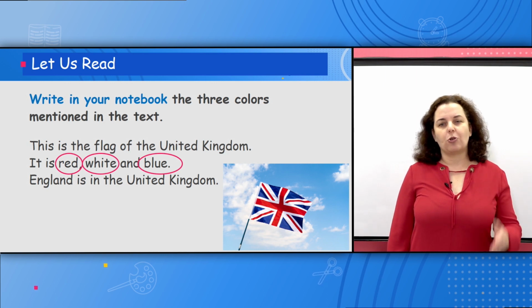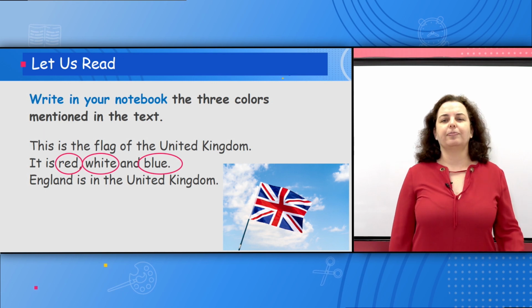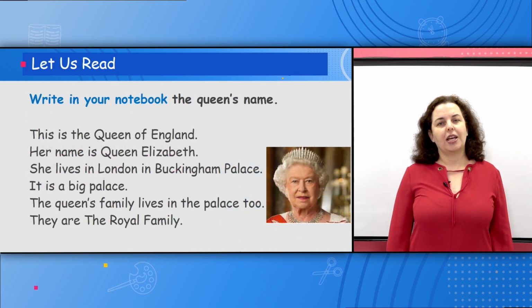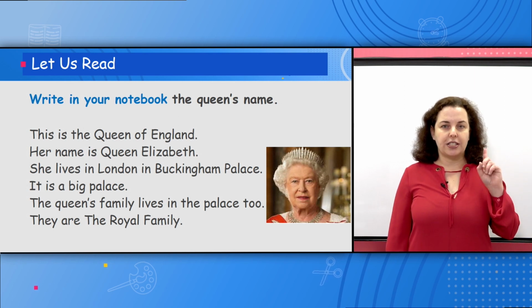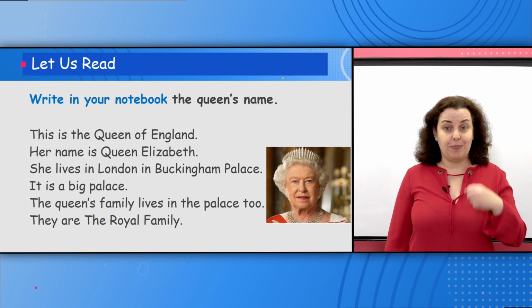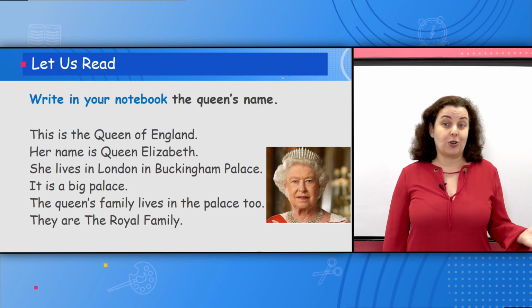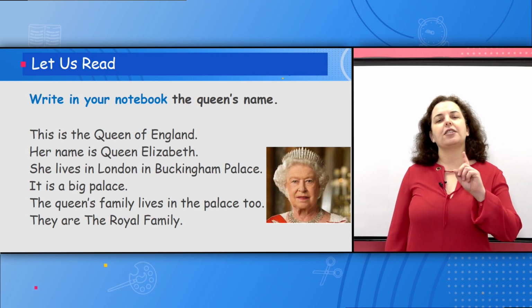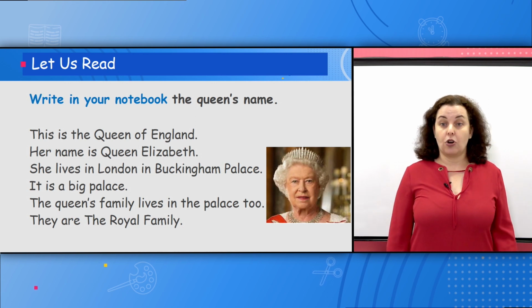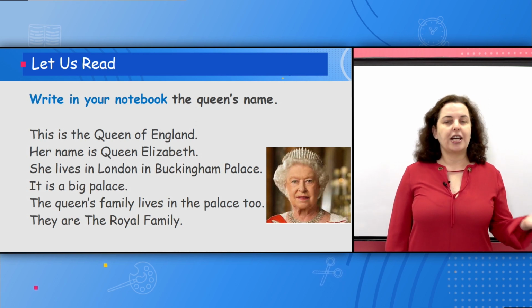You're right. Red, white, and blue. Let's continue. Also in your notebook, write the Queen's name. What's her name? You see her picture? What's her name? Write this in your notebook. This is the Queen of England. Her name is Queen Elizabeth.